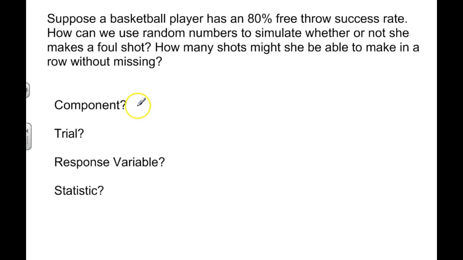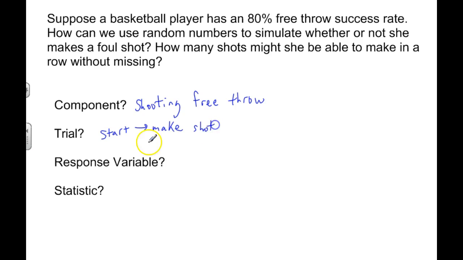So let's think about the component. What's the component? What's the repeated event? Shooting a free throw, right? We're shooting many, many free throws. So the component that is repeated and modeled here will be shooting a free throw. A trial. What does a trial consist of? When you start a trial, when you stop a trial. I might say I start the trial when I make a basket. I'm not going to start counting a streak until I can make a shot. And then I'm going to stop the trial. So the trial will end when I miss a shot, right? Because I'm going to keep going until, at some point, I miss the shot.